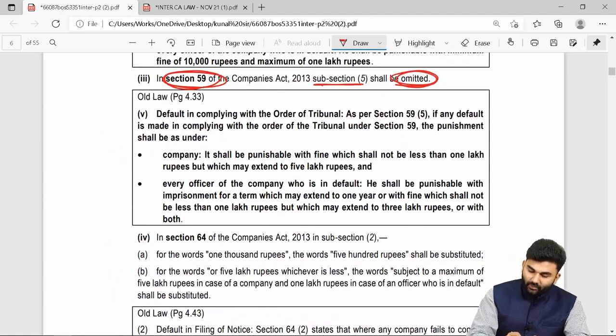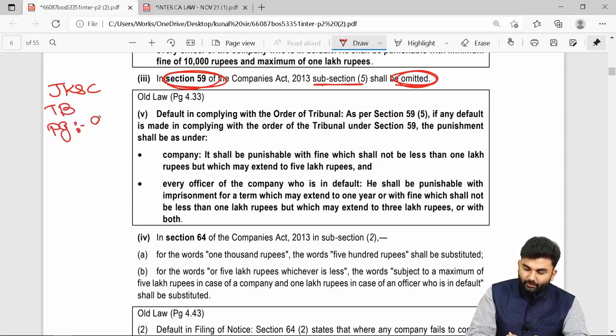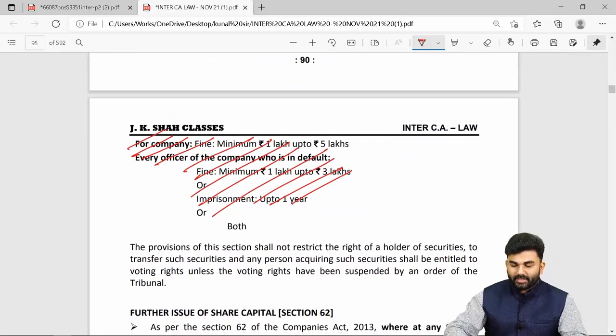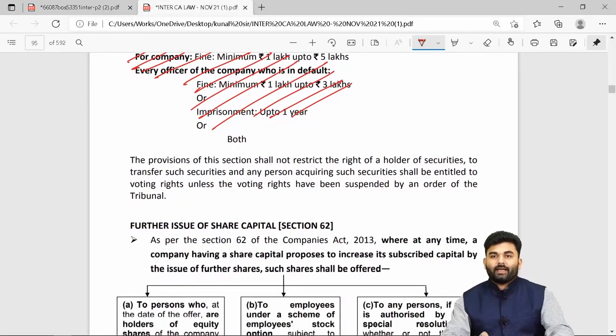The concept is given on page number 90, but the changes which we need to make is on page number 91.